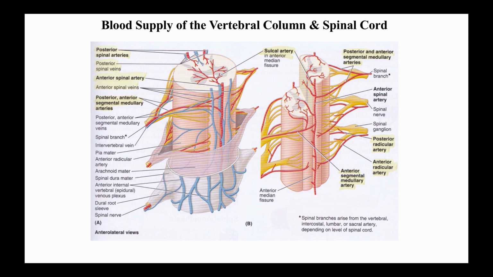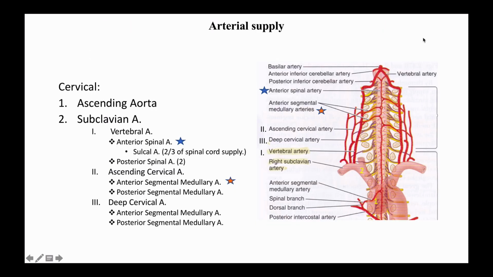All right, guys. So we are going to be going over the blood supply of the vertebral column and the spinal cord. It's important when we think about these to keep them separate. They will be interlinking, but we want to think about the vertebral column and the spinal cord separately when we get started here. So we're going to start with some of the arterial supply.